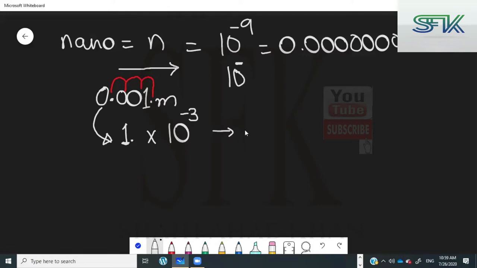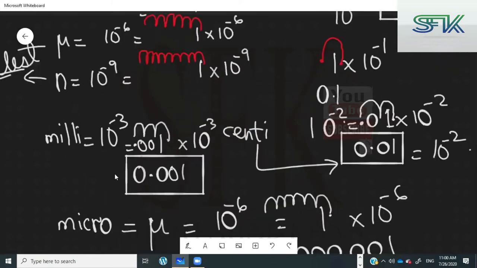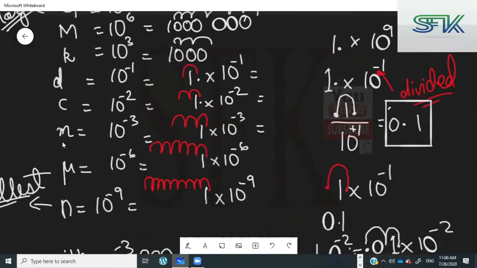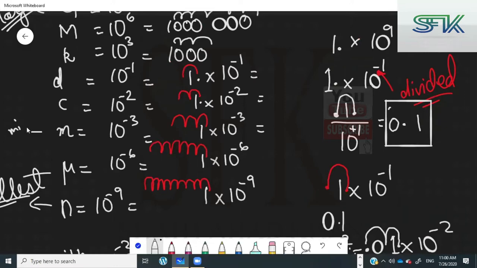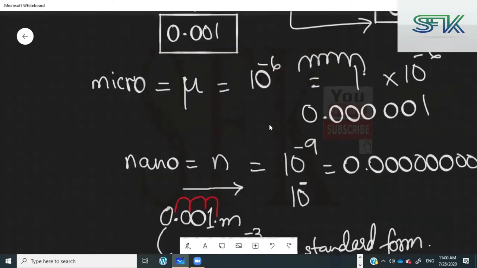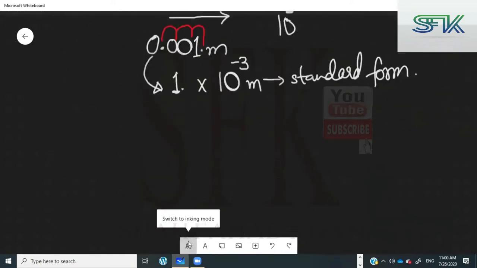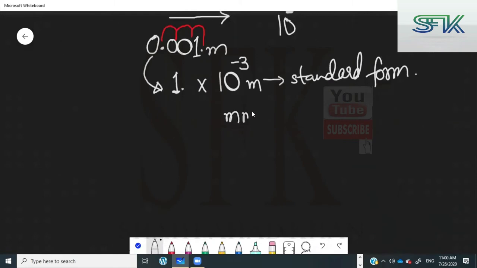This form is known as standard form. After conversion to standard form, this is going to be 1 times 10 raised to the power of minus 3 meters. If you go back to the prefix table, 10 raised to the power of minus 3 is represented by milli. So you can replace this 10 raised to the power of minus 3 by a small m. So this becomes 1 millimeter. So 0.001 meters is actually equal to 1 millimeter.